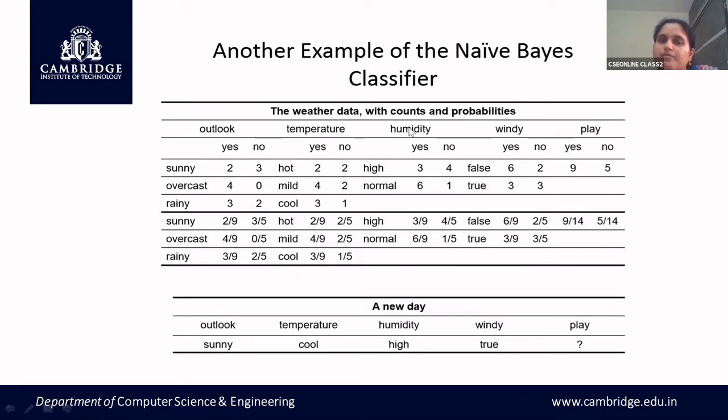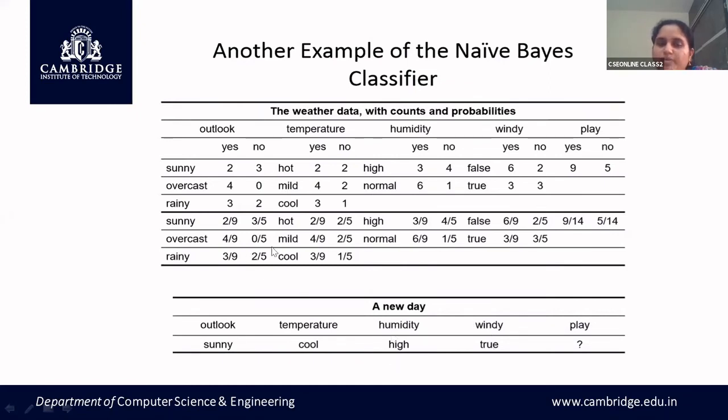Similarly, for humidity with respect to the class labels yes and no, the probabilities are given. The prior probability is already given for the values it can take. Even the class probability is given as 9 by 14 and 5 by 14. So this is your test tuple. What is the label you will assign? Calculate this. Outlook is sunny, temperature is cool, humidity is high, windy is true.